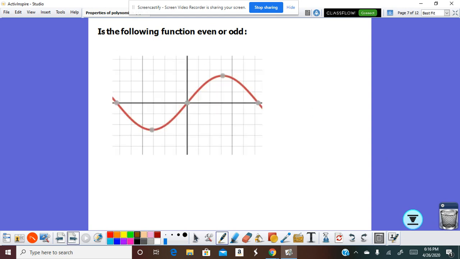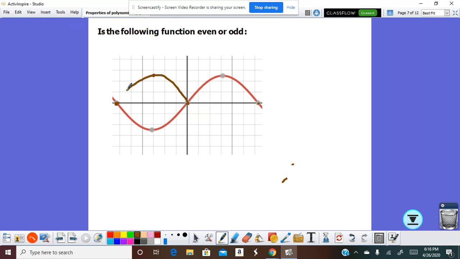What about this one? Is this function even or odd? All right, so let's do the reflection over the y-axis. We know that this is not even, but let's see if this is an odd function. 1, 2, 3, 1, 2, 3. So that point is reflected right here. 1, 2, 3, 4, 5, 6. This point is reflected right here.